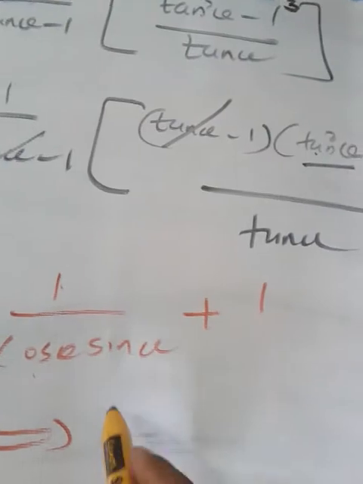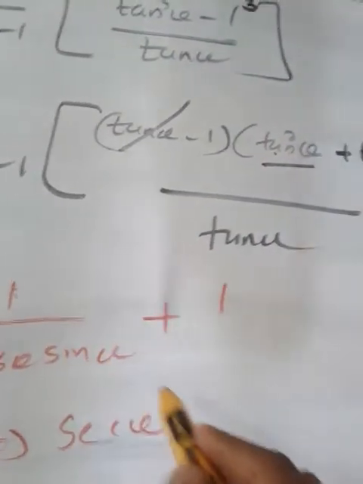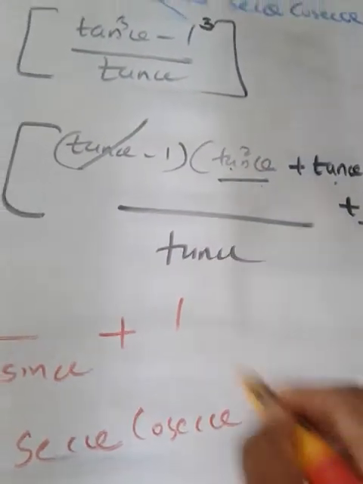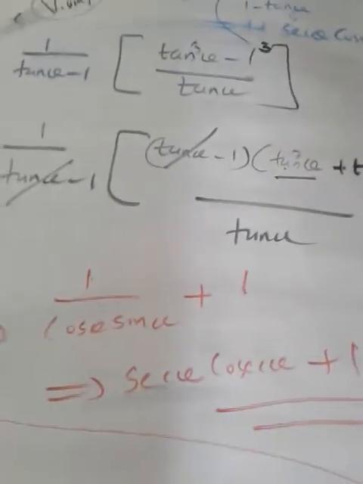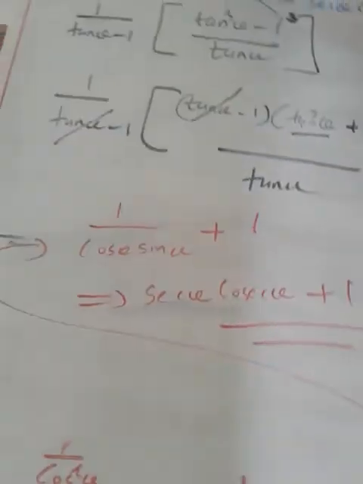What is 1 by cos theta? Sec theta. What is 1 by sin theta? Cosec theta plus 1. See, sec theta cosec theta plus 1.